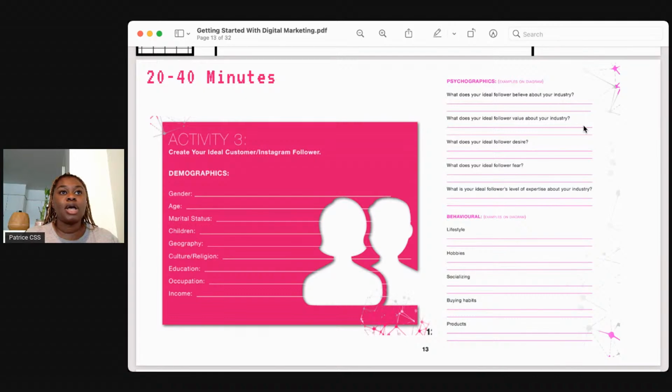Now, behavioral. This is all about what they do, how they behave, right? What is their lifestyle? What kind of lifestyle do they live? Is it a very active lifestyle? Is it a very slow pace? Are they busy persons? Maybe if they've got kids, they're doing a lot of up and down. What are their hobbies? What do they like to do outside of work? What do they do for fun? How do they socialize? That's what socializing is. How do they socialize? Are they brunch people? Are they bowling people? Are they cinema people?